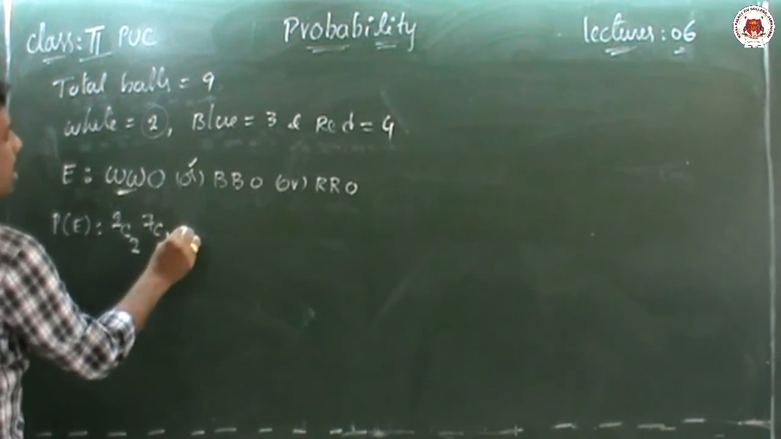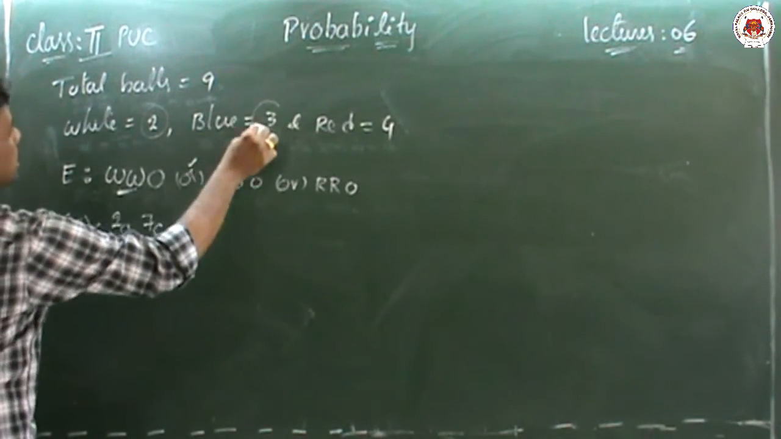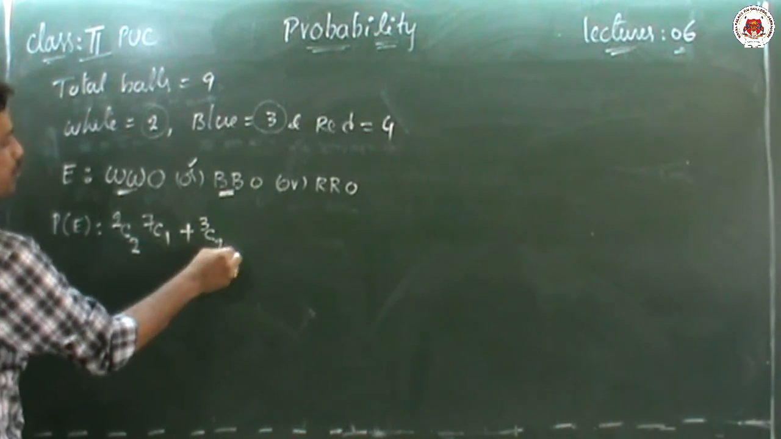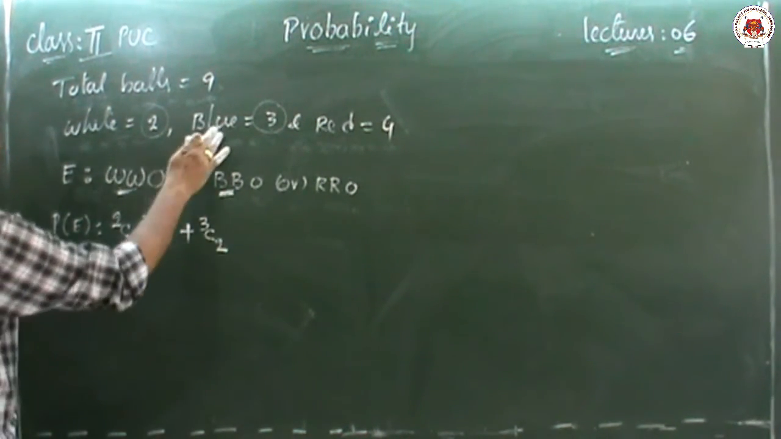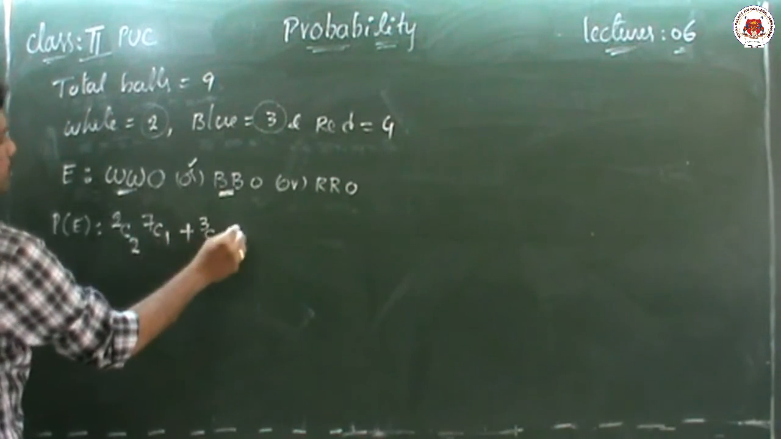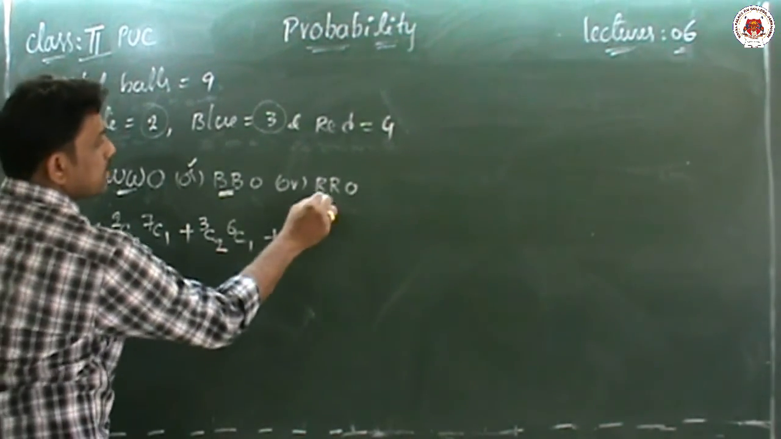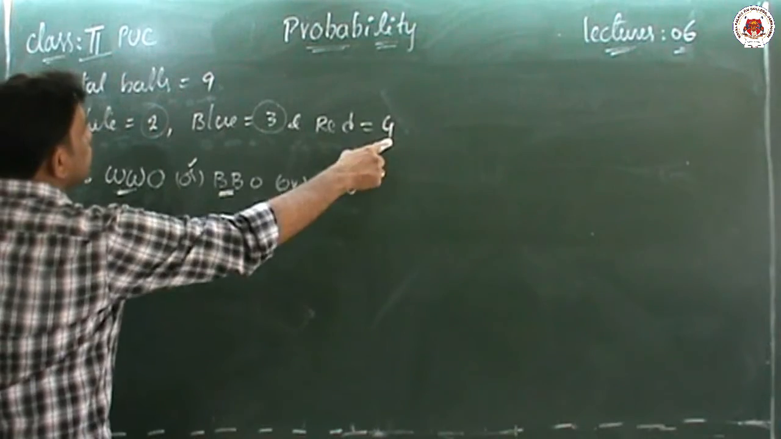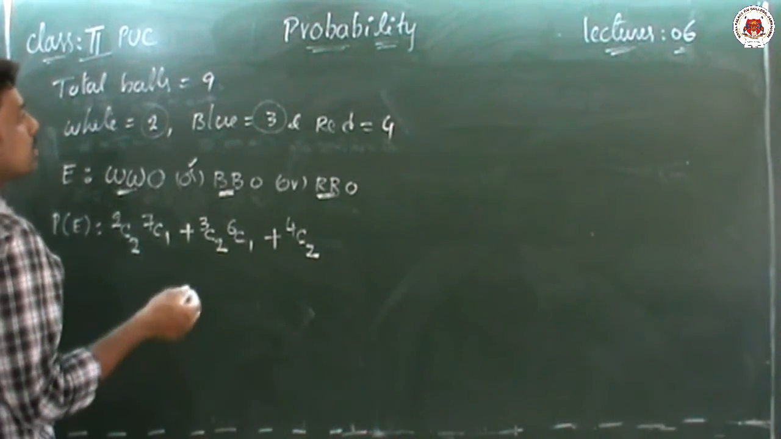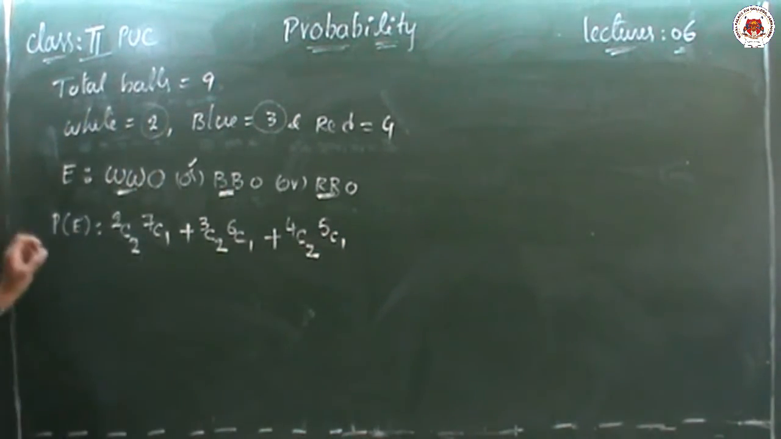In probability, or means plus. 2 blue balls: there are 3 blue balls in total, and out of 3 blue he is taking 2. And 1 other: apart from blue, 2 plus 4 is 6, so out of 6, 1. Or means plus. 2 red balls: there are 4 red in total, and out of 4 he is taking 2 red. And other colors are 3 plus 2, which is 5, so out of 6, 1.